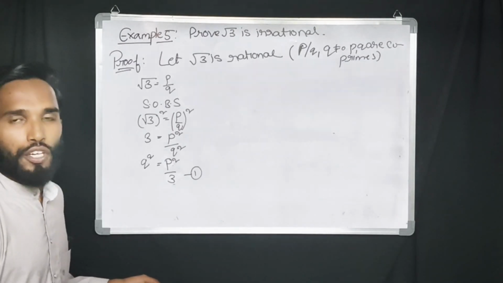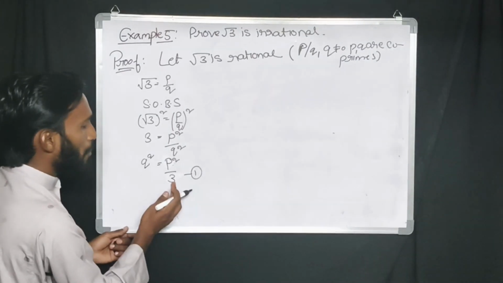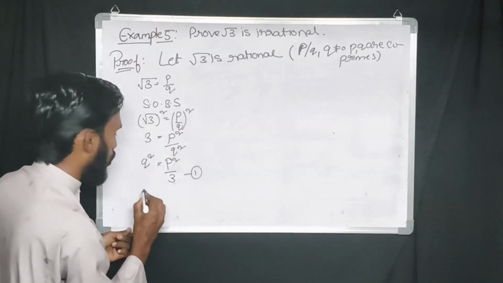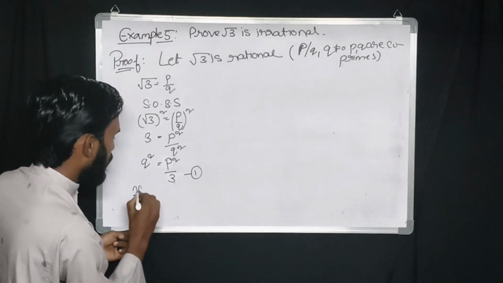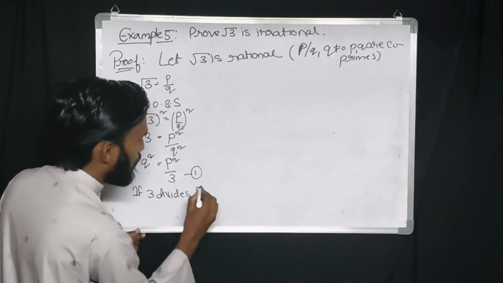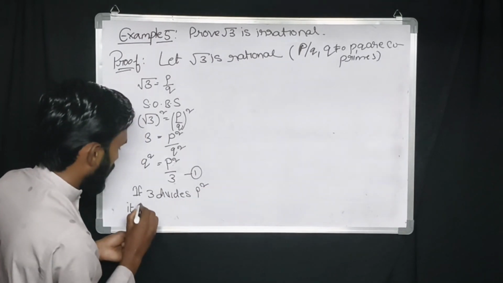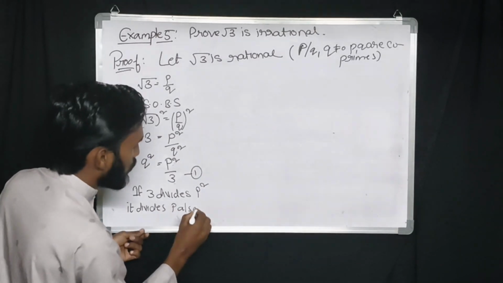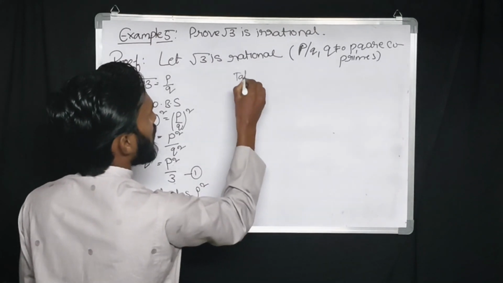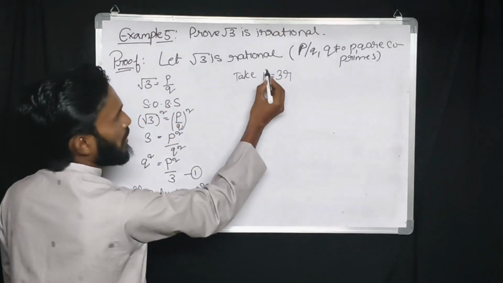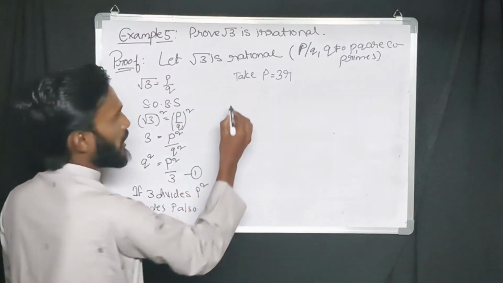We have theorem 1.2, that is, if any prime number divides a natural number square, that means it divides that number also. So if 3 divides p square, it divides p also. So take p is equal to 3r.